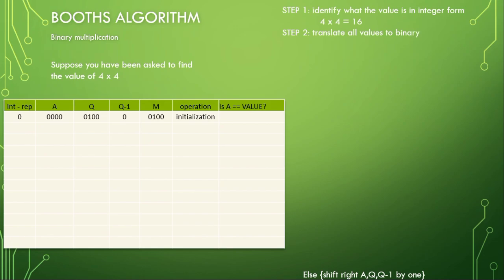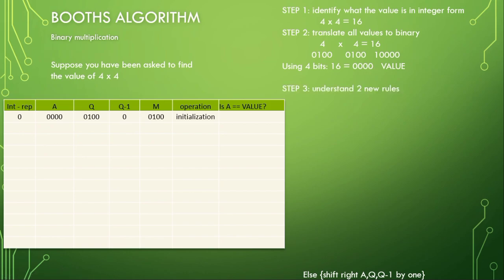Step 2, translate all your values to binary, right? So if we have 4 by 4 is equal to 16, then 4 is equal to 0, 1, 0, 0, and 4 is also 0, 1, 0, 0. And 16 is 1, 0, 0, 0, 0, like so. Because we're using 4 bits, 4 is 4 bits and 4 is also 4 bits here. So we take the 4 bits of 16, which is 0, 0, 0, 0, right?